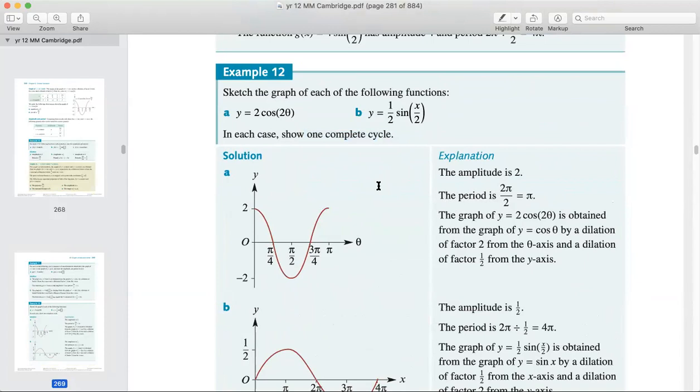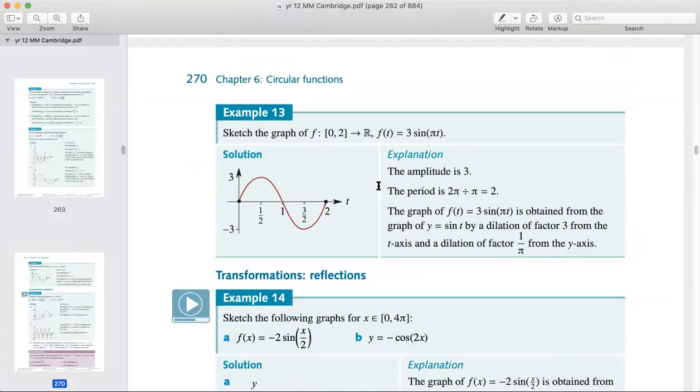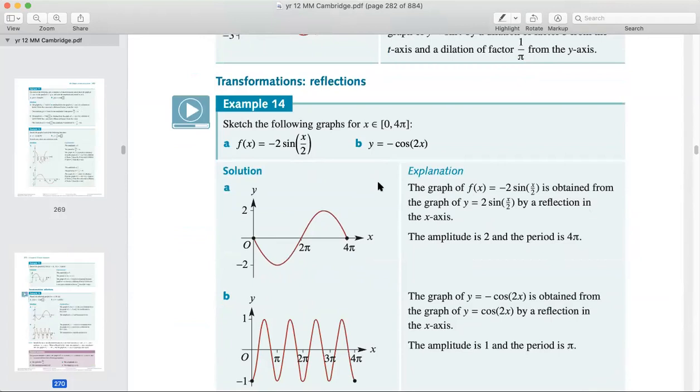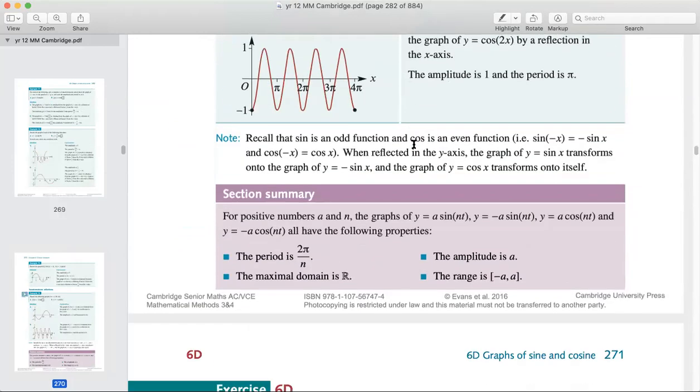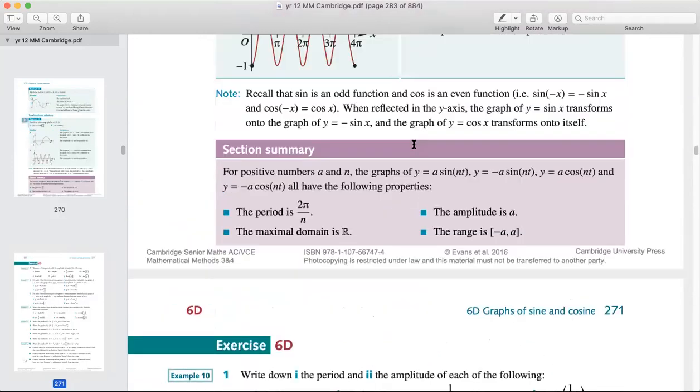For this period, normally we choose to start from 0 to the period, but it really depends on the question. Sometimes they ask you to draw from negative pi to pi or negative pi to 3 pi. It's really different. Okay, just read the question carefully. And over here, they ask you from 0 to 4 pi. For this one, we have so many periods, right? Our period is just pi, so 4 times. And this is the 6D.